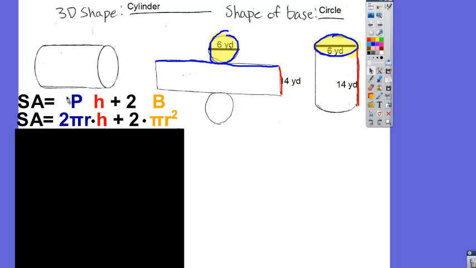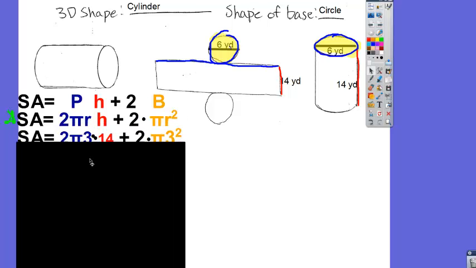Now if we look at the cylinder formula in particular, the cylinder formula on your formula chart doesn't say P times H plus 2 big B's. It says this one right here. Surface area equals 2 pi r times h plus 2 times pi r squared. And actually they're all just together. It looks like this on the formula chart: 2 pi r h plus 2 pi r squared. But we know that when numbers are next to letters, it just means to multiply anyways, which is why I added the multiplication in there.